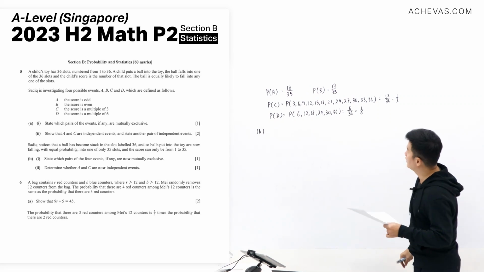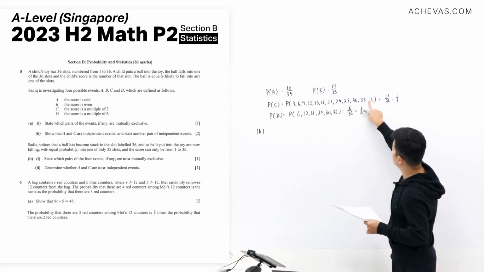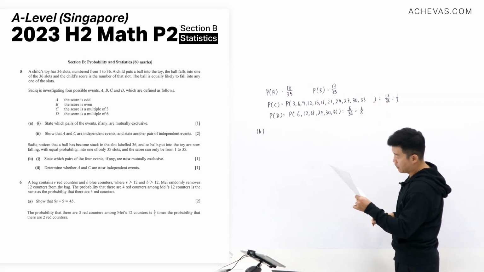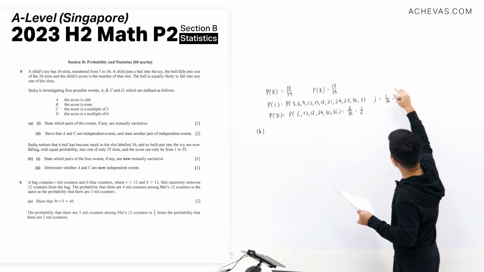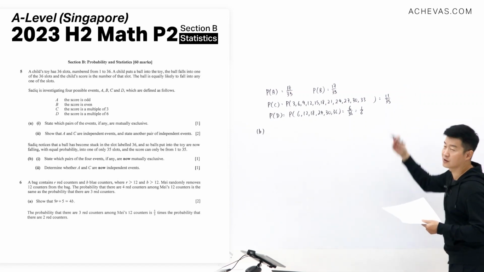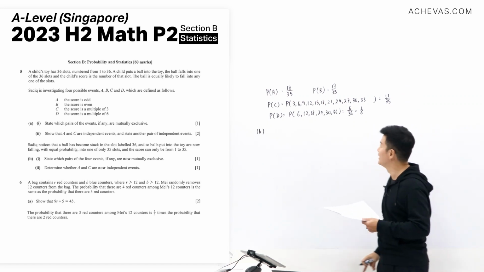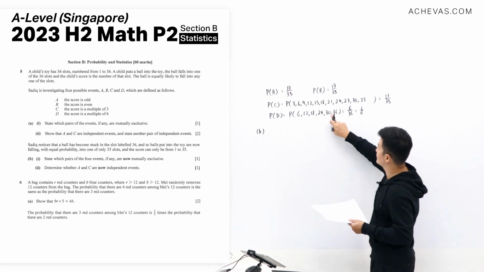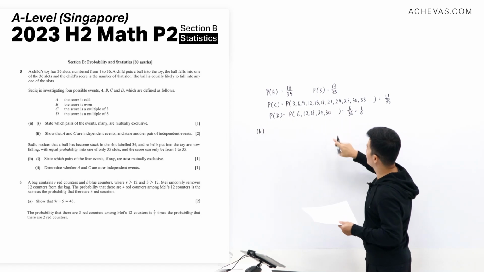As for the probability of C, 36 is no longer available, so we will have 1 less here. This is going to be 11, and then over 35. Okay, so we will have this. Isn't it convenient that I can just erase from here? So for D, again, 36 is not available anymore.